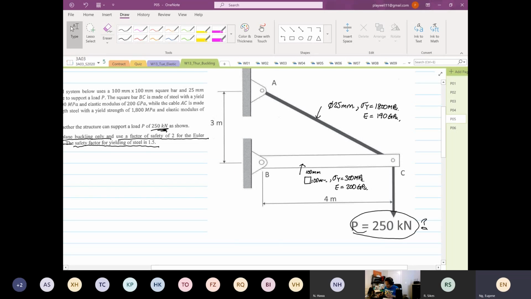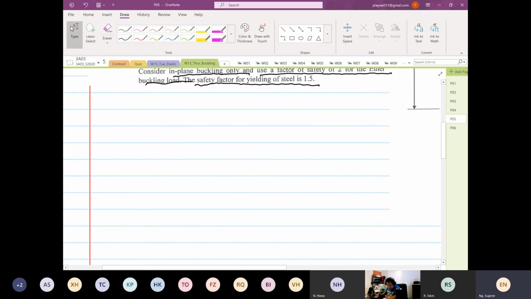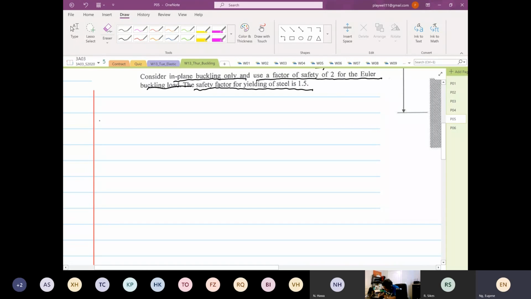Right. So let's start. So we're going to calculate the area first. So the area of BC. So BC for this case is the square section, the structure, right? So this is equal to 0.1 times 0.1. So this is 10 times 10 to the power minus 3 meters squared. Okay, we know that. And then we are going to calculate the area of cable AC.